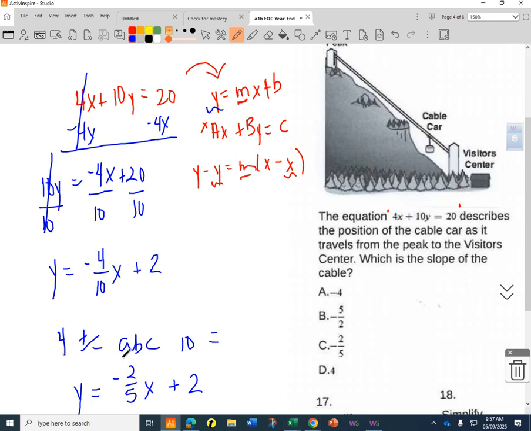So what is the slope of the line that represents the location of the car? Very good, negative 2, 6. So that is in the slope spot. Any questions on 16? Okay.